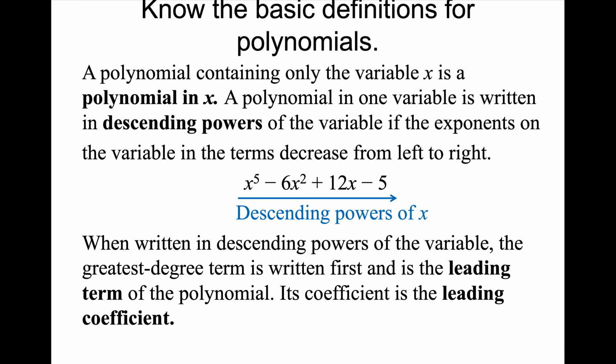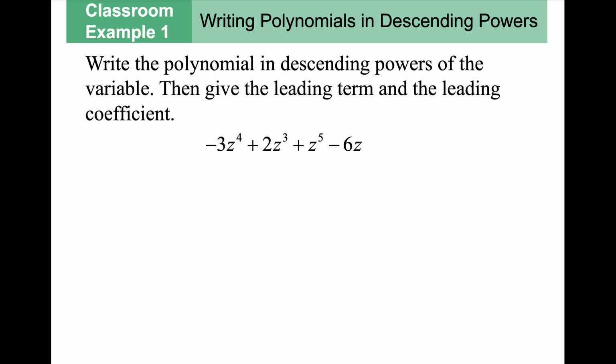A polynomial that has only one variable x is called a polynomial in x, and the way we like to write them is in descending powers, meaning the highest exponent comes first and then it moves down from there. When we write it in descending powers, the leading term is the highest exponent, which is really convenient, and its coefficient is the leading coefficient. So we have special names for those first terms.